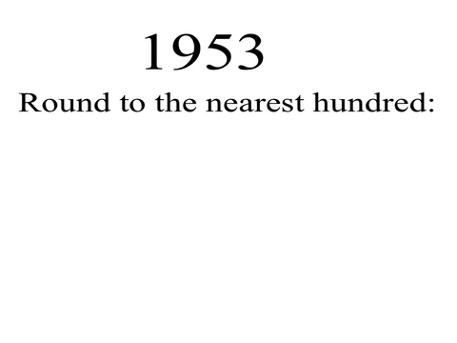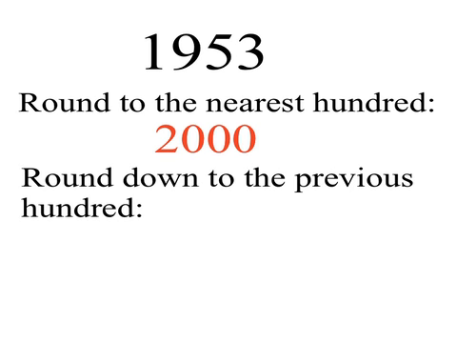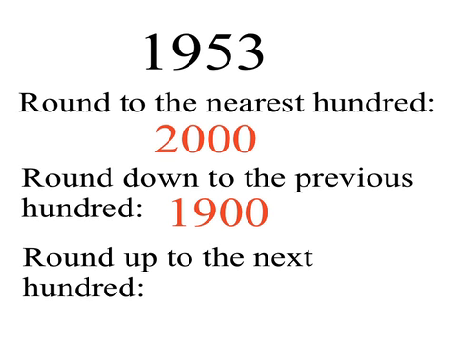Here's the number 1,953. Let's round it to the nearest hundred. 2,000, because when you count by hundreds, the next number after 1,900 is 2,000. Let's round down to the previous hundred, 1,900, and let's round up to the next hundred, also 2,000.